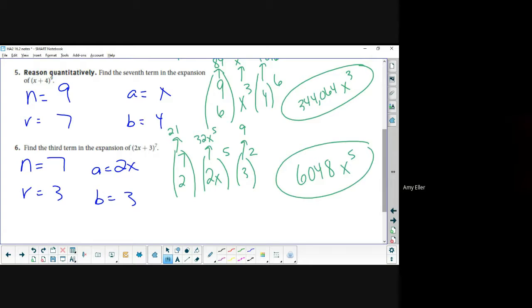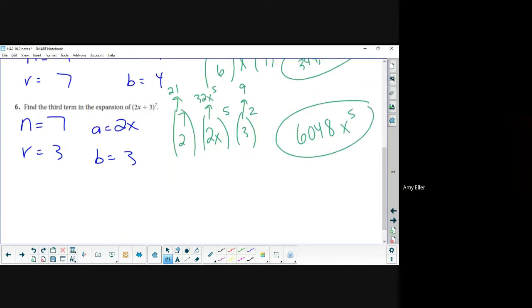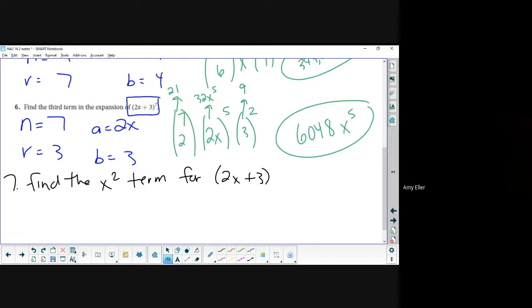All right, let's use the same question. I want you to add one in your book. See if you have a space there. Yeah. Space there or below 11. Let's use the same one, but this time I want you to find, I'll call it question 7. Find the x squared term.